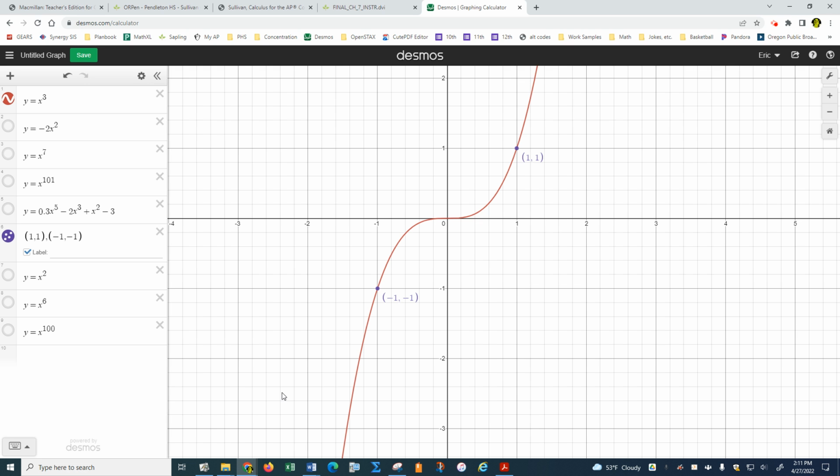Okay, we're not really as concerned about the symmetry for now. We'll get back to that topic later, but we are concerned with the end behavior. What's the right end behavior for an odd power of x? How would you describe that? Up or down? Up. Yeah, right end behavior is up.